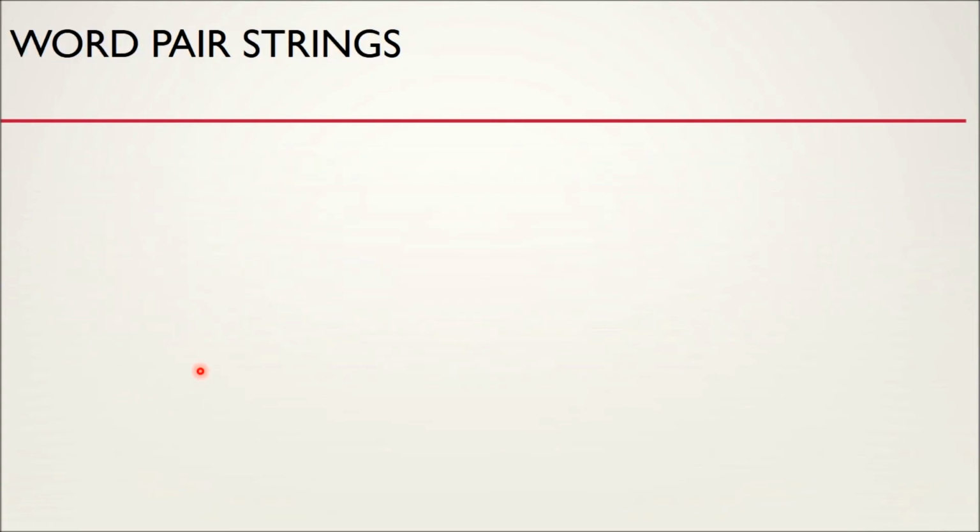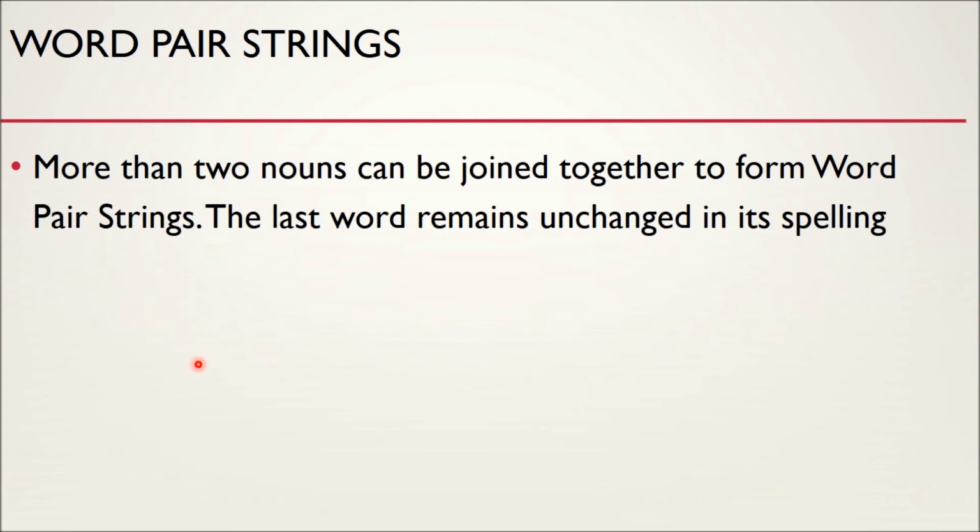Next is word pair strings. So more than two nouns can be joined together to form word pair strings, which I've already touched on. The last word remains unchanged in its spelling, which is consistent across all word pairs. The last word in a word pair does not change its spelling. Only the first word or the words that come prior to the final word in a word pair can change their spelling, such as their vowels. So this is an example they give in the book. Devar Eshet Melech Moab, which is the word of the wife of the king of Moab.